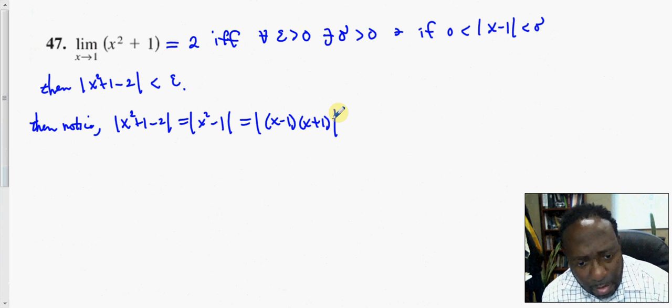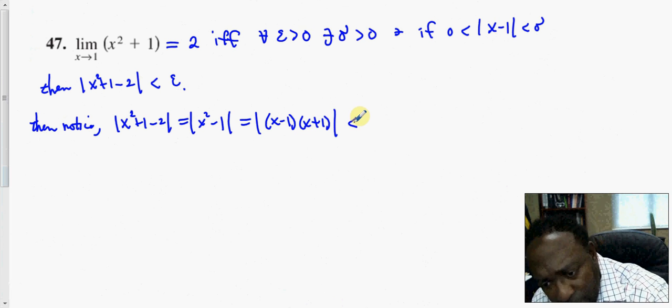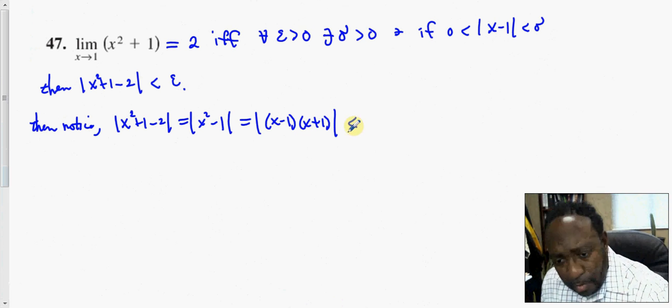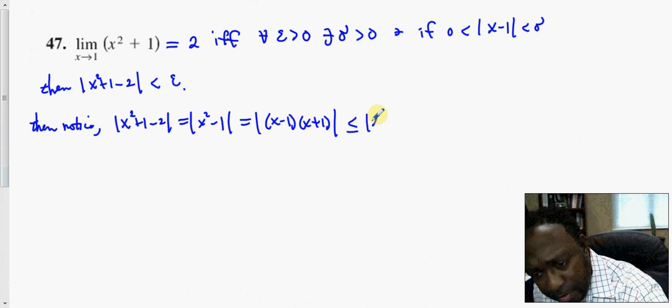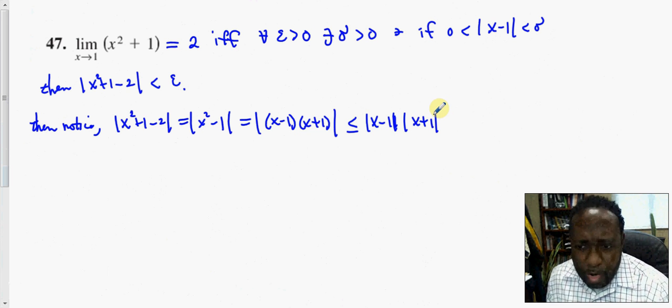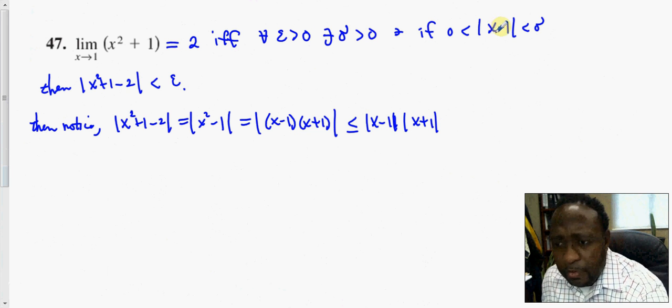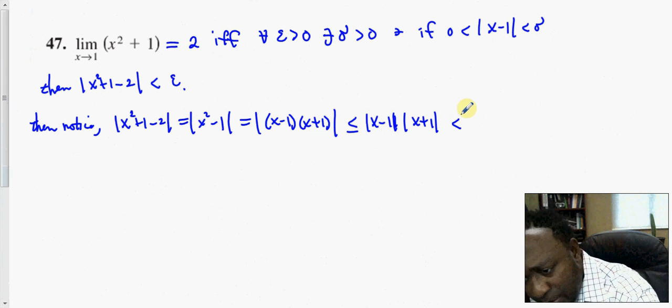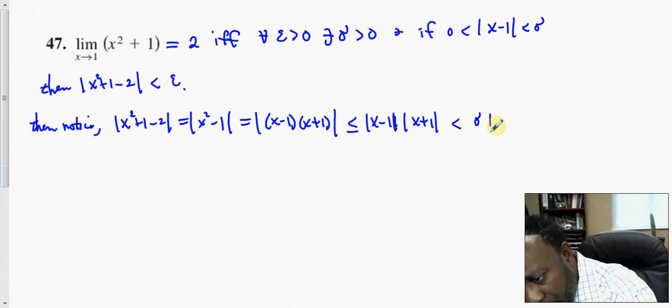Now, by the so-called triangle inequality, this is less than or equal to the absolute value of x minus 1 times the absolute value of x plus 1. We already have a bound for the absolute value of x minus 1. It's said to be less than delta. So this is less than delta times the absolute value of x plus 1.